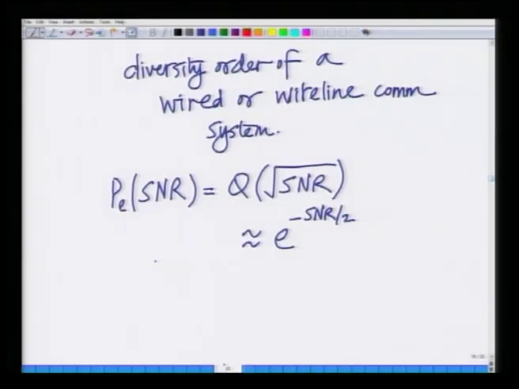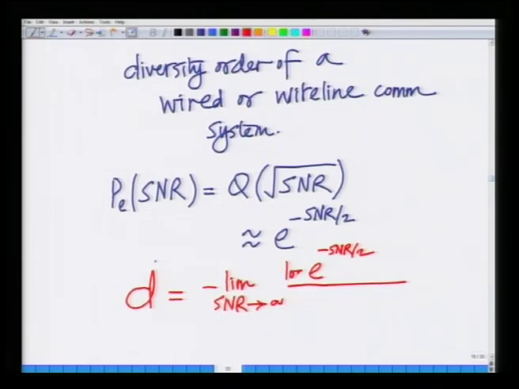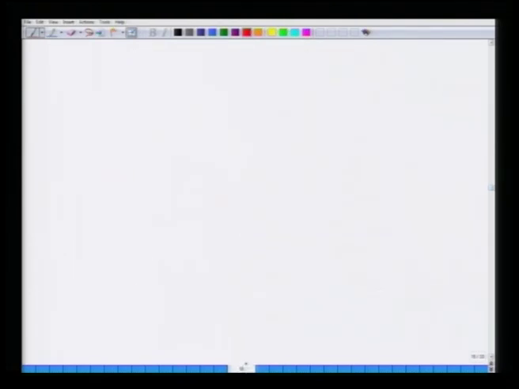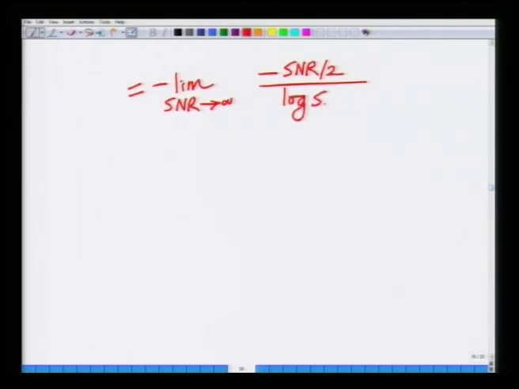The diversity order D equals minus limit SNR tends to infinity of log of e power minus SNR over 2 divided by log of SNR, that is equal to minus limit SNR tends to infinity. Remember, log of e power minus SNR over 2, log is the inverse of exponential, so log of e power x is nothing but x. So, log of e power minus SNR over 2 is minus SNR over 2, divided by log of SNR.